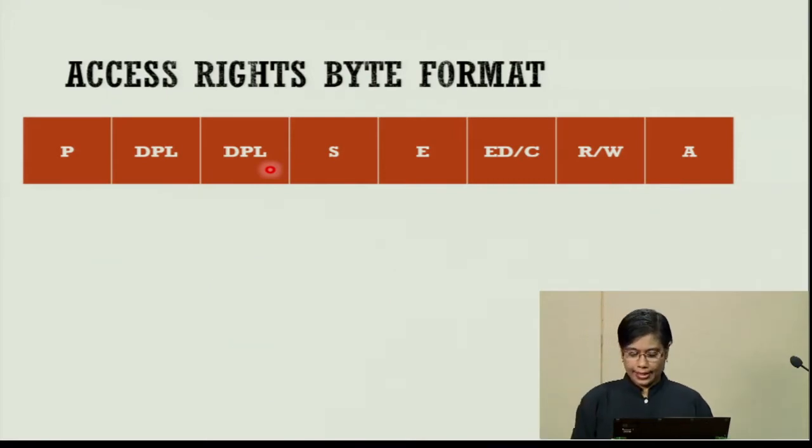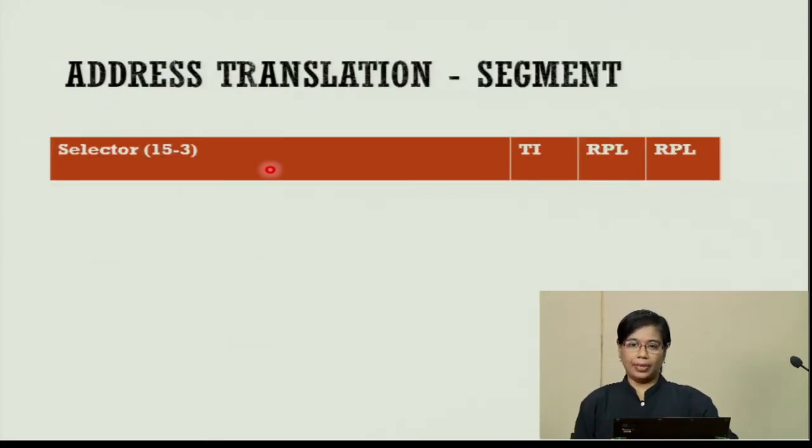Now let's look at the other 13 bits and the TI bit, which are actually going to give you the address of the segment or the physical address.